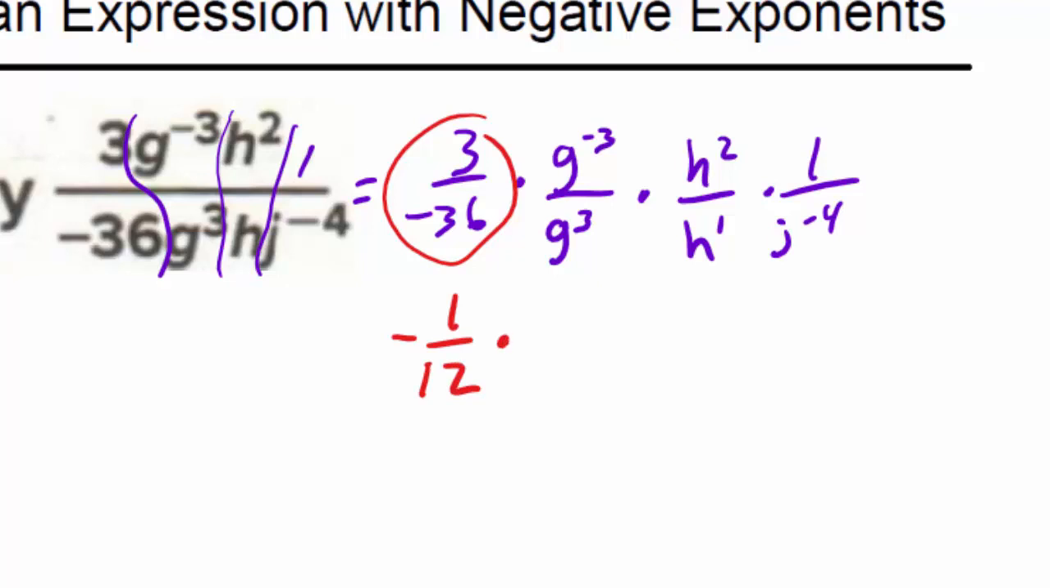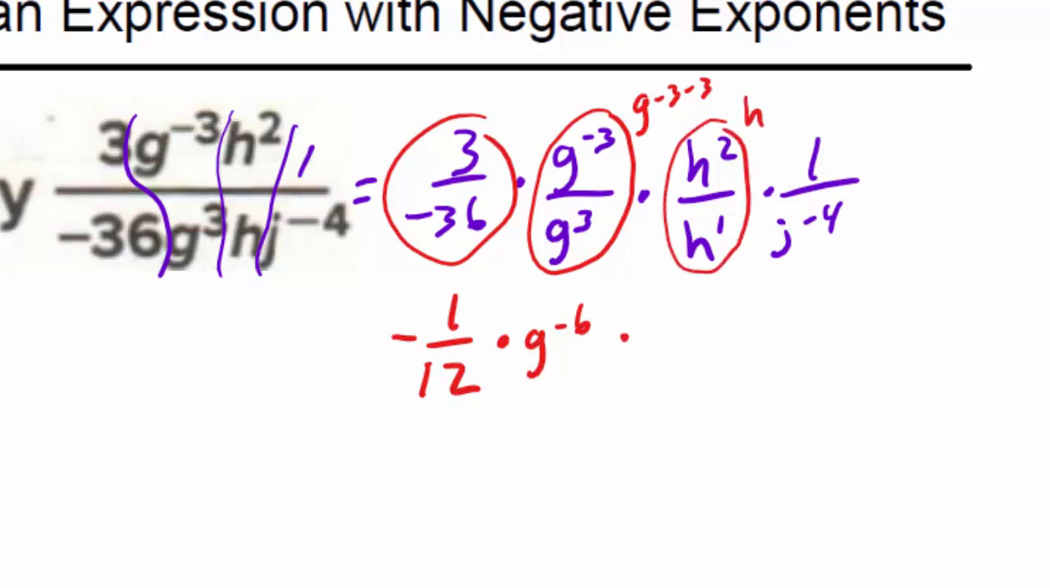Then we've got a times. And then right here, the rules of division are to do the top exponent minus the bottom. So that would be g to the negative 3 minus 3, and that's going to give me g to the negative 6. Times, and then this next one here is going to be h to the 2 minus 1, or h to the 1st power. And then this last one will just be 1 over j to the negative 4th power, at least for right now. I still have one more step here to get rid of those negatives.